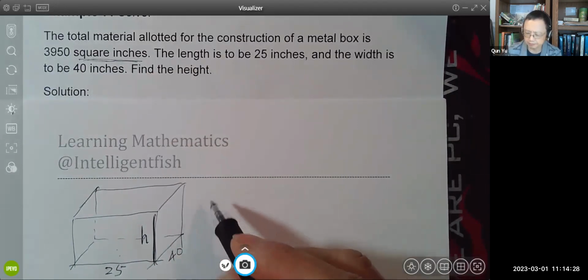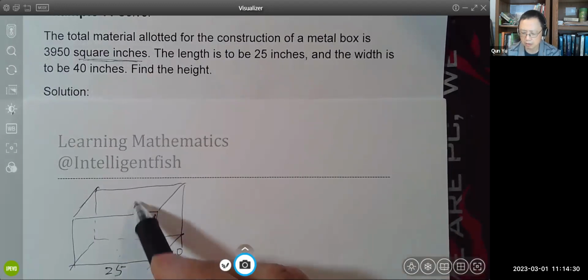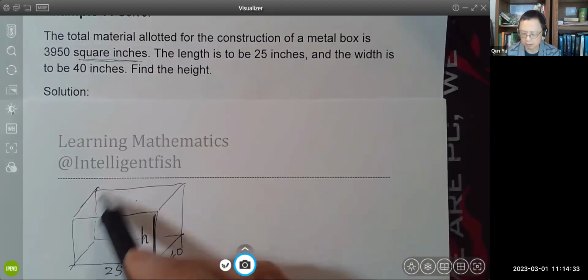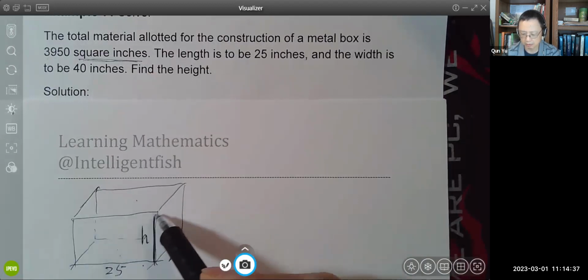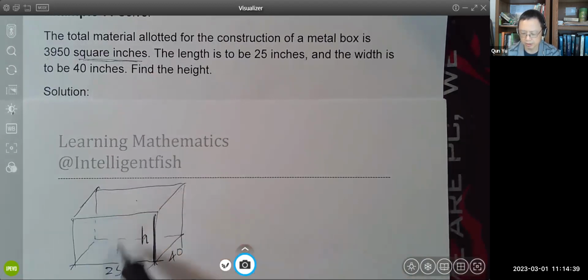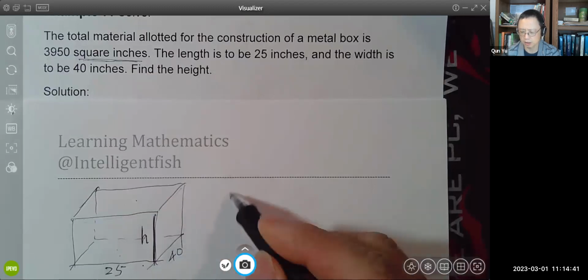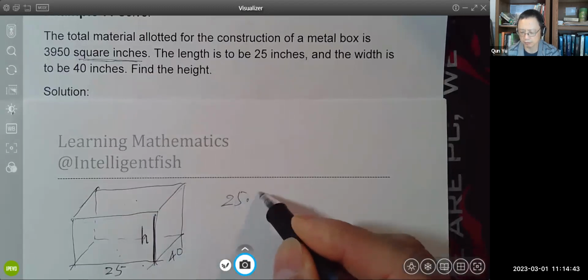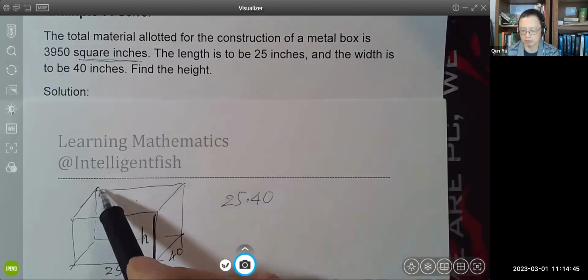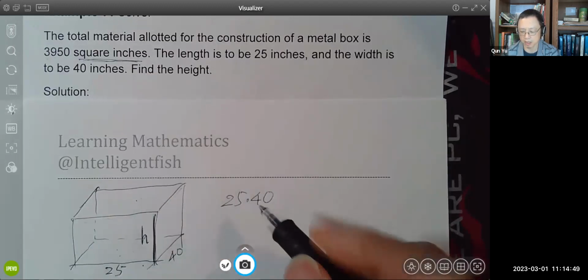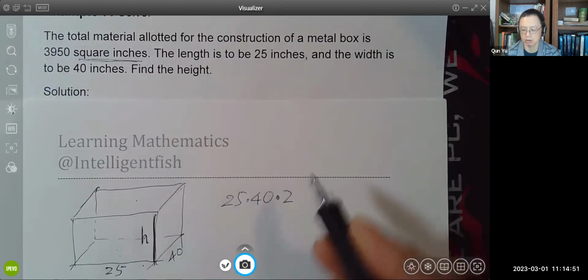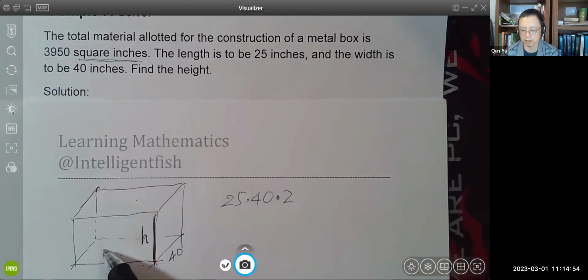So let's do that. Let's look at top and bottom. They're rectangles. Length times width, right? Length is 25, width is 40. So 25 times 40. That's the area of this rectangle, but we have two sides that are identical. That's why we multiply by 2. So we get the area of these two sides.